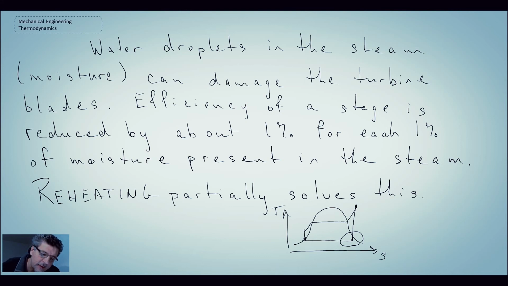And here we're saying that the efficiency of the turbine or a stage reduces by about 1% for each 1% of moisture present in the steam. So it's something that we want to avoid.